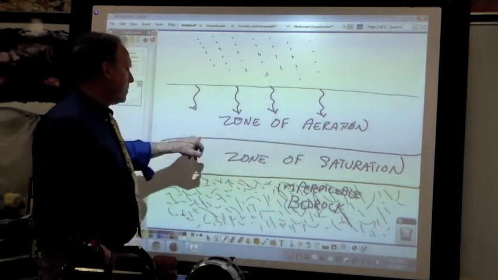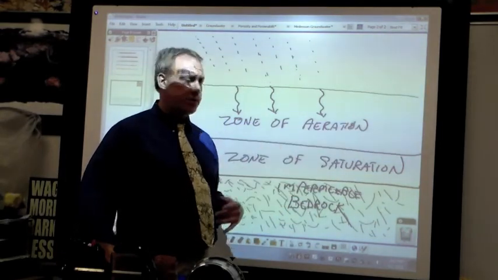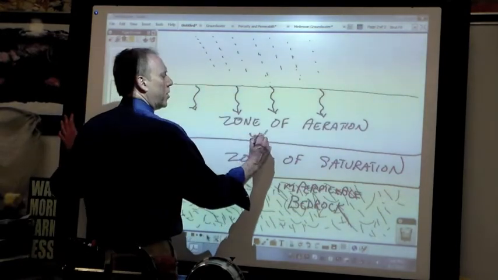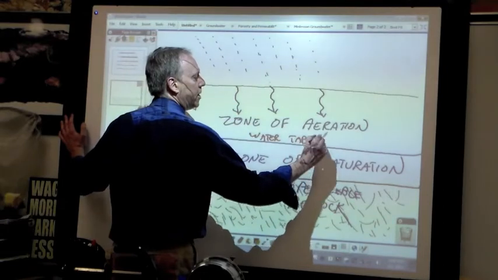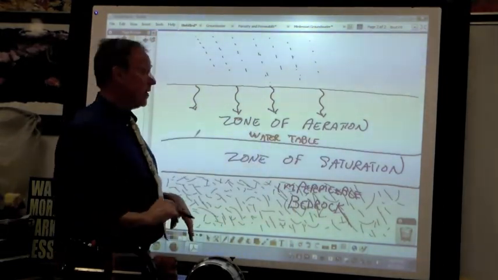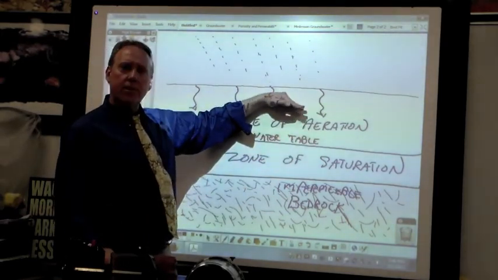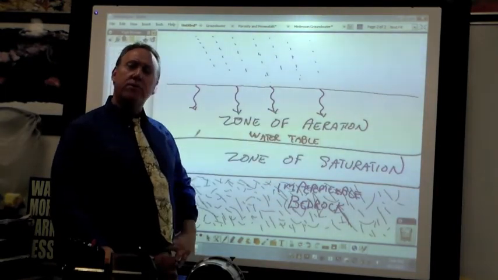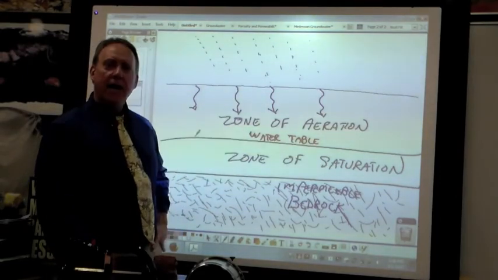This top of the zone of saturation, this interface between the zone of saturation and the zone of aeration, is known as the water table. And that's a very common term you all have to know, not just for earth science, but for being a citizen and living in this world. Now, your water table will rise when water is plentiful, and your water table will fall in times when water is scarce, as the zone of saturation becomes more narrow and thicker.